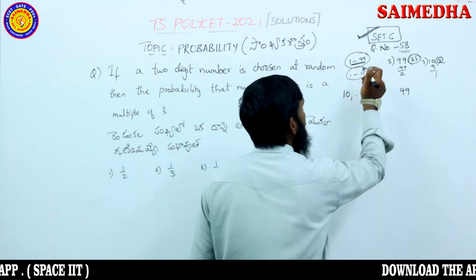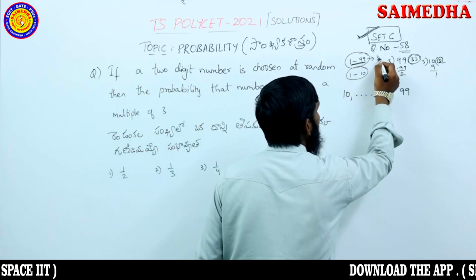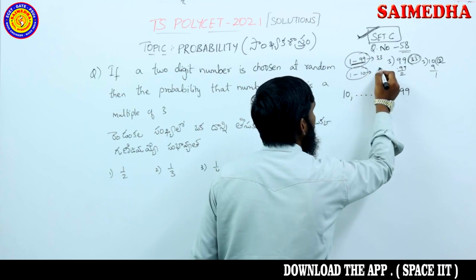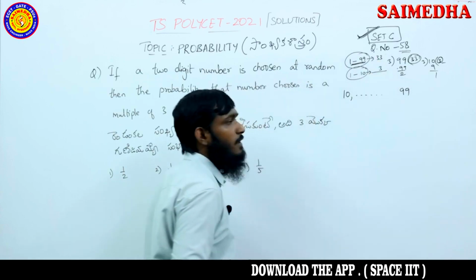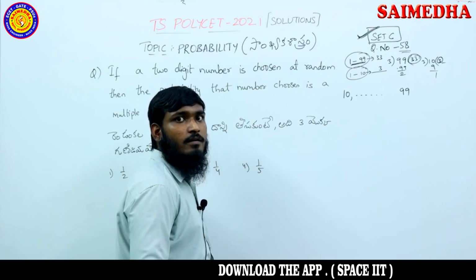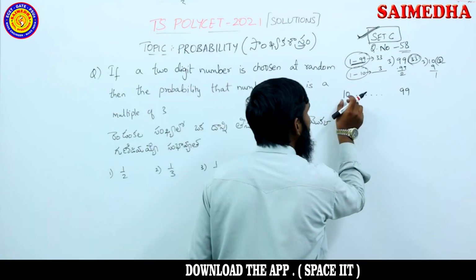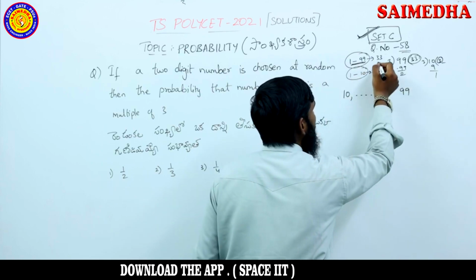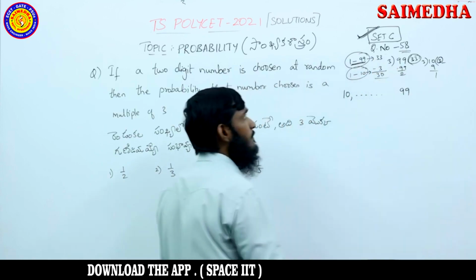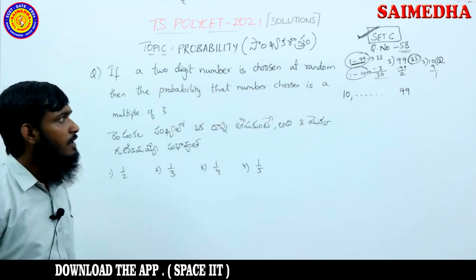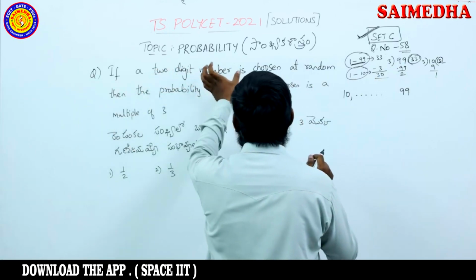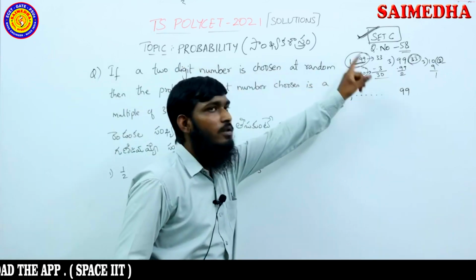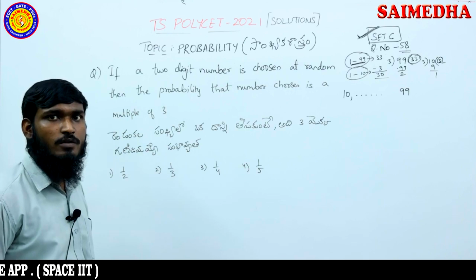So what we have to do now: from 1 to 99, we are getting 33 numbers which are multiples of 3. And from 1 to 10, we are getting 3 numbers which are multiples of 3. So what we have to take? The numbers from 10 to 99. When we subtract, we get the answer as 30. So the two digit numbers which are multiples of 3 are equal to 30.